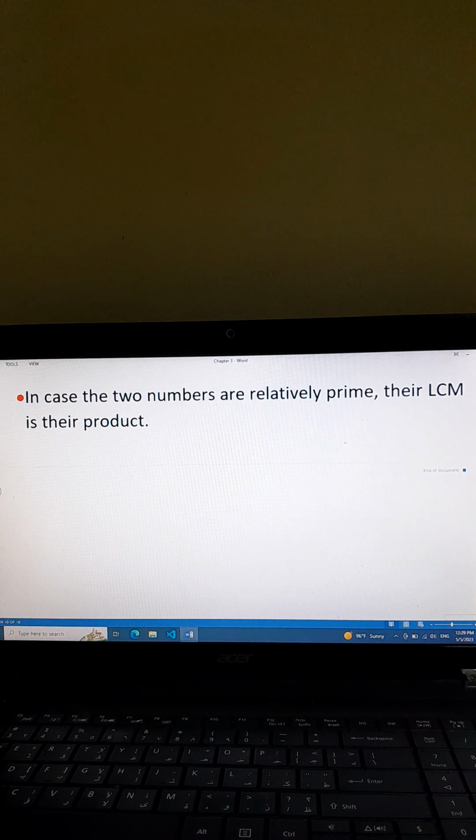In case the two numbers are relatively prime, their LCM is their product. Because the GCD of two numbers multiplied by the LCM of two numbers is equal to a multiplied by b, if the two numbers are relatively prime, the GCD is equal to 1. So the LCM of the two numbers is equal to the product of the two numbers.